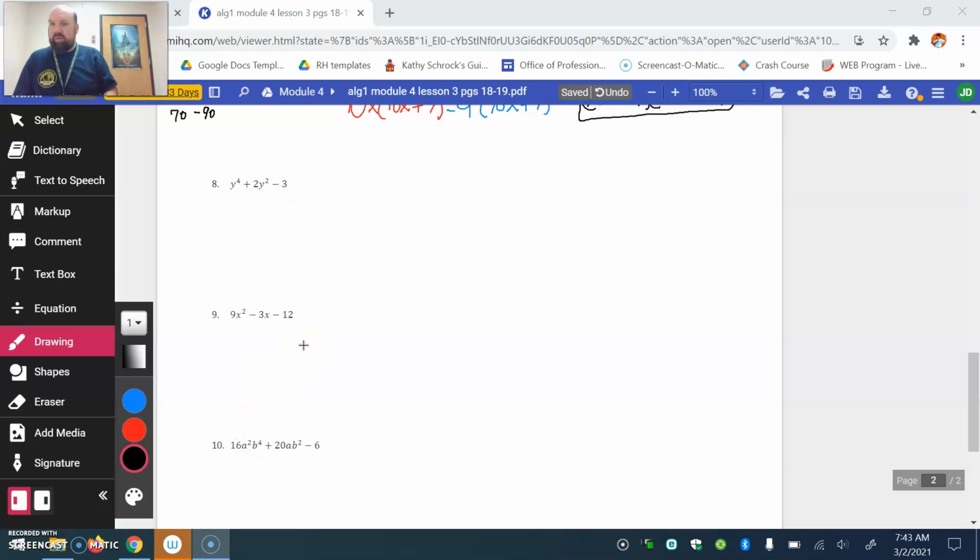What I'm going to tell you is number 8 is actually just going to be a regular factoring problem. That's going to look like this. And I'll just leave it like that. 9, you're going to actually need to factor out a GCF. And same with 10 before you actually get those answers.